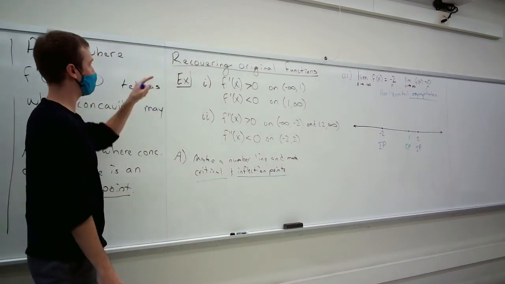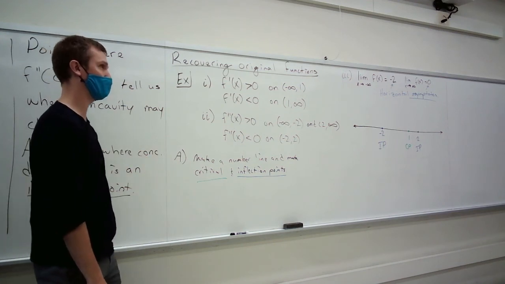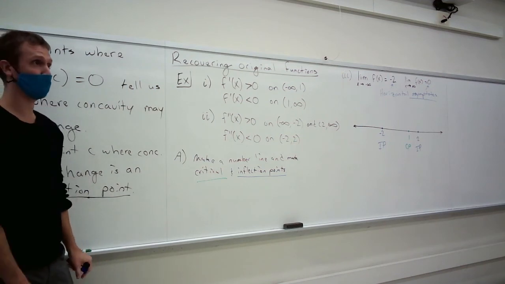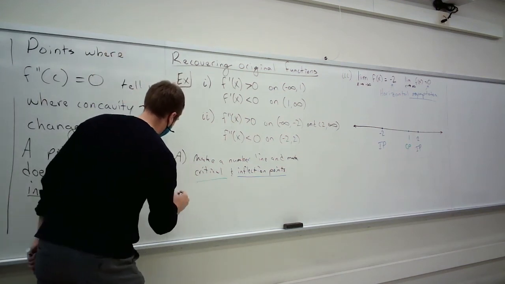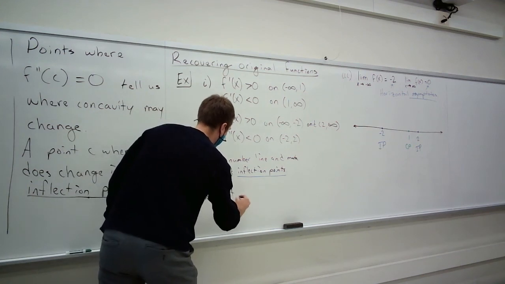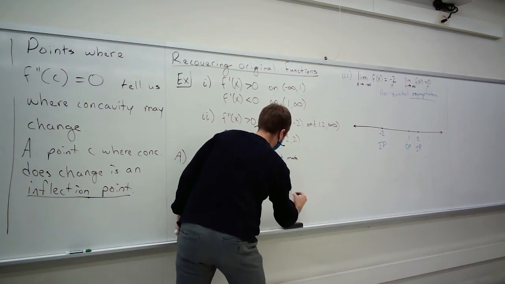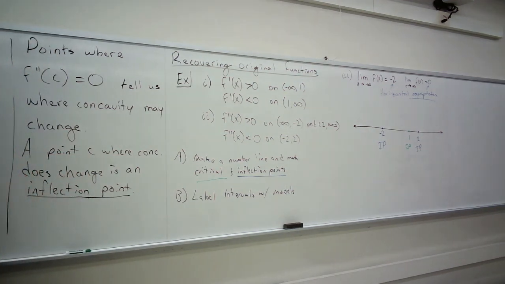As I said, when recovering an original function, there's kind of this process that we follow. We make a number line and mark critical and inflection points, but we have to kind of assume here that that's what we've got. Okay? Or later we can discuss the possibilities of other functions. Second, we're going to label intervals with models. What I mean by models are either lines for first derivatives, or parabolas for second derivatives.